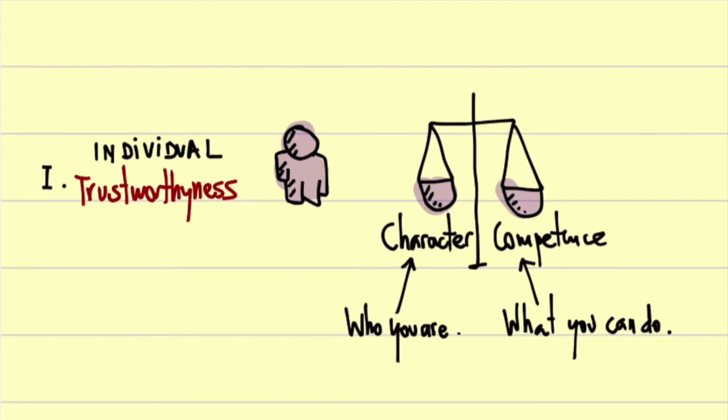The same goes for a husband or a wife or for a friend. This is just a universal rule, okay? In order to be trustworthy, in order to come across as vertrauenswürdig, you need a balance between character and competence. Sie brauchen eine Balance zwischen Charakter und Kompetenz.